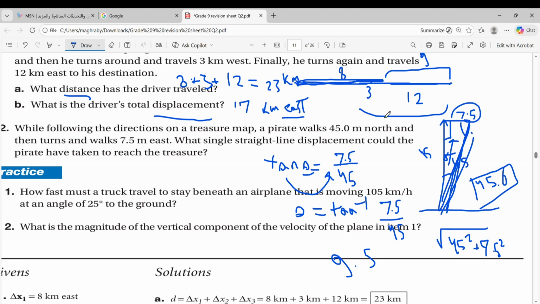Give me one second to make it by my calculator. Shift sine 7.5, no, shift cosine, shift tan, 7.5 divided by 45. Okay, 9.46 means 9.5. Nice. So I'm going to erase this part.